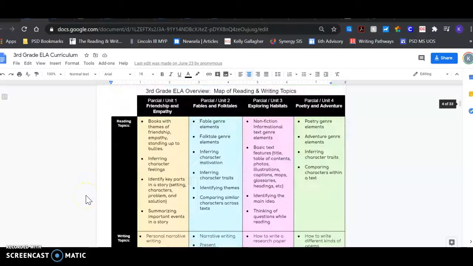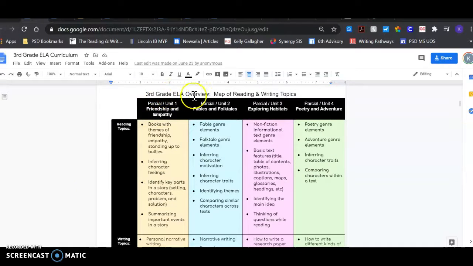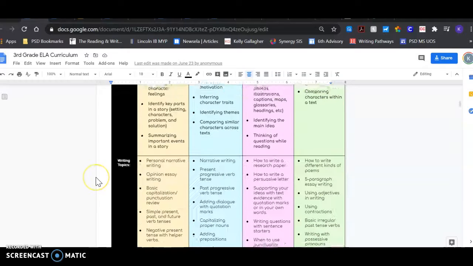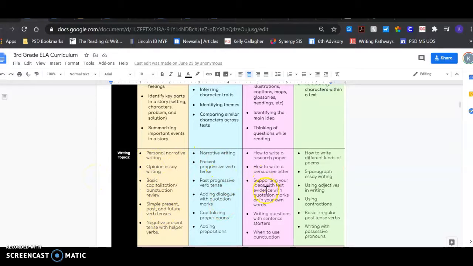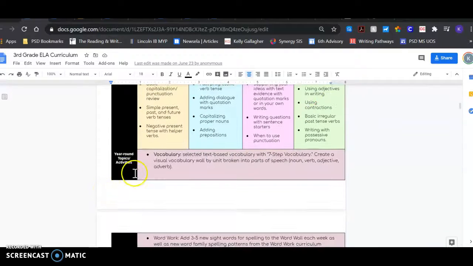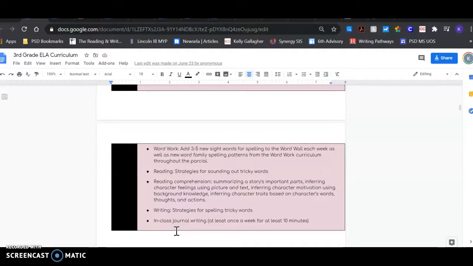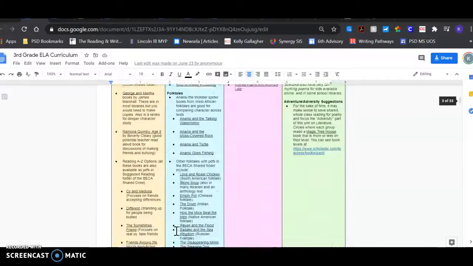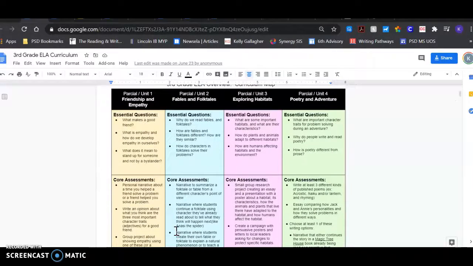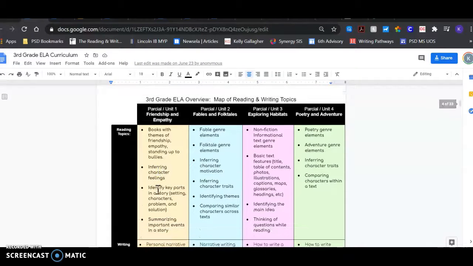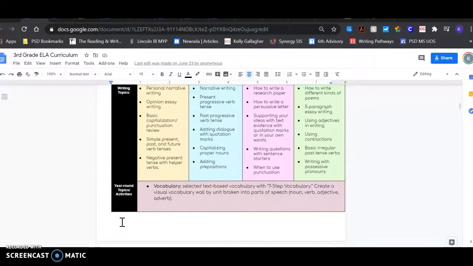Okay? Then you have your overview of topics, the reading and writing topics per partial. So here's our reading topics. I would just go through and get an idea of the year. Our writing topics, go through and get an idea for the year. And then things that we're going to do every partial. So those are your topics. Up here, again, we have the more broad concepts and assessments, and then down here we're getting more specific with our reading and writing and year-long topics.